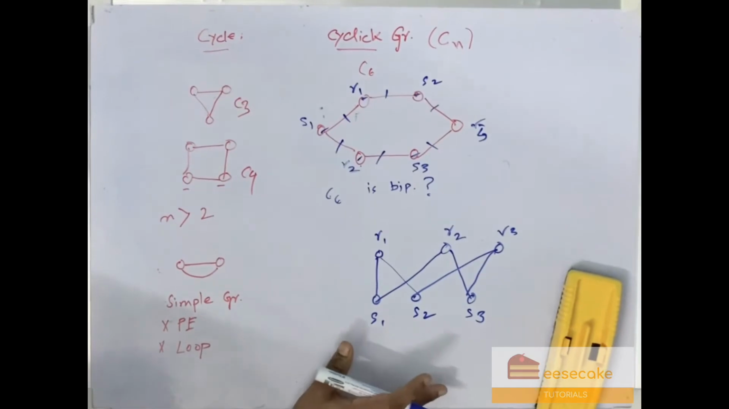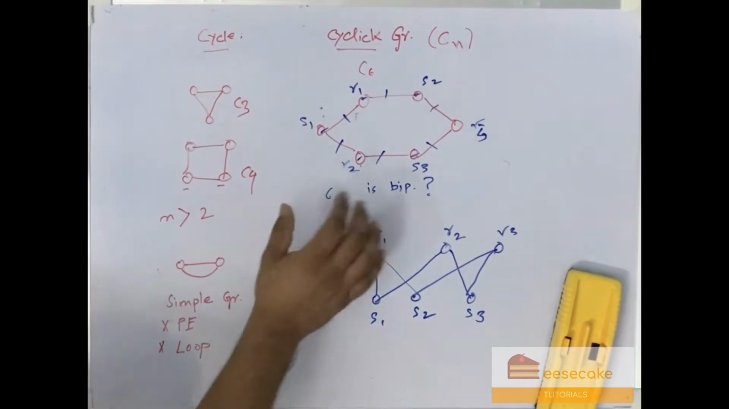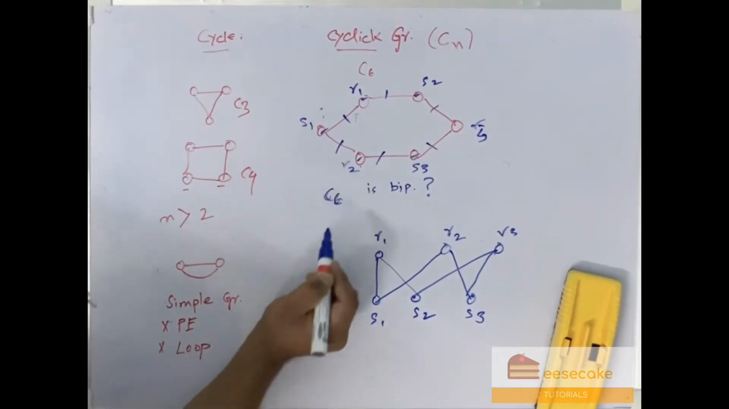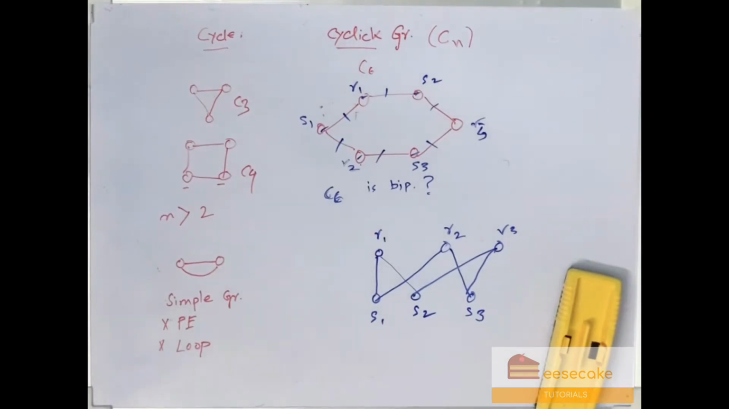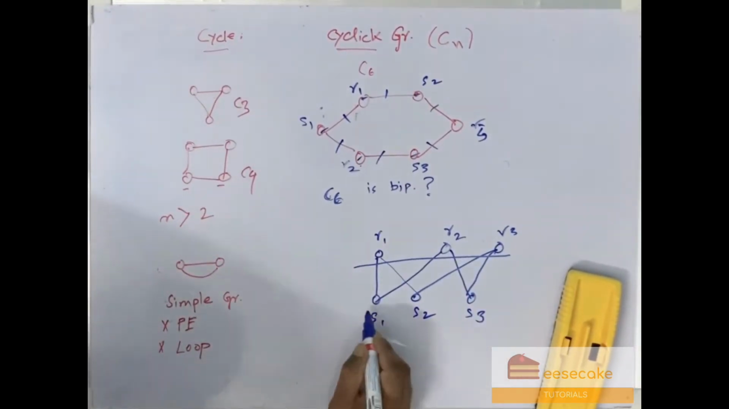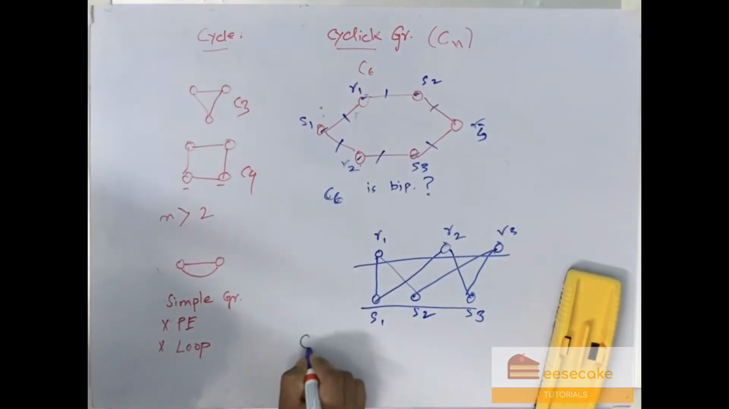So in the earlier lesson, in the earlier video, I showed you how to determine whether a given graph is bipartite or not. So here it is given C6, so I determined whether it is bipartite or not. Yes, it is bipartite, because you can see there is no edge in between the R set, there is no edge in between the S set.